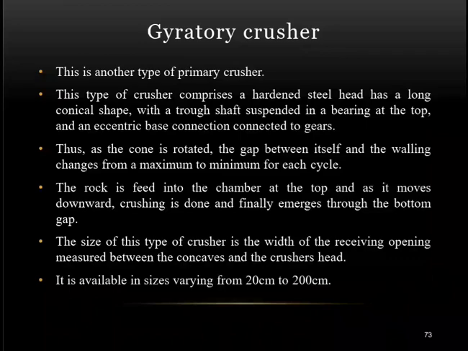Next, gyratory crushers. This is another type of primary crusher. This type of crusher comprises a hardened steel head, which has a long conical shape with a through shaft suspended in a bearing at the top and the eccentric base connected to the gears. Thus, as the cone is rotated, the gap between itself and the walling changes from a maximum to a minimum for each cycle. The rock is fed into the chamber at the top, and as it moves downwards, crushing is done and finally emerges through the bottom gap.